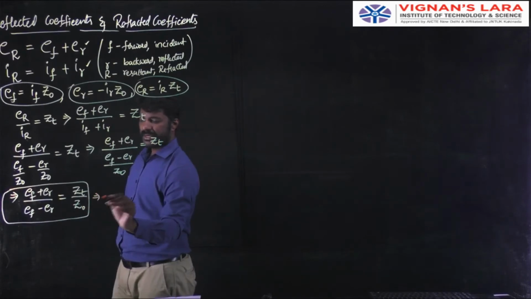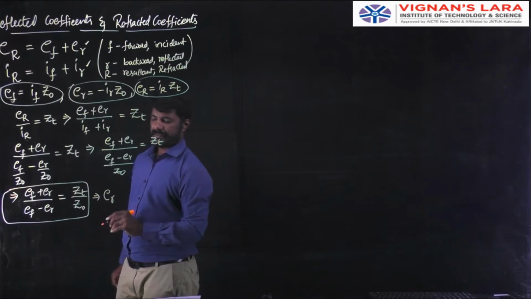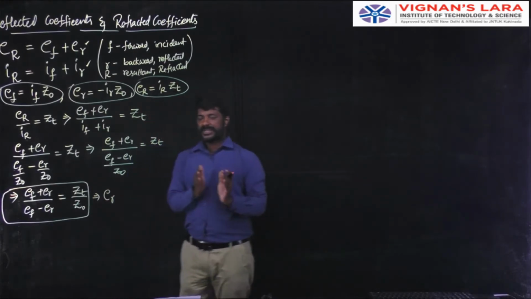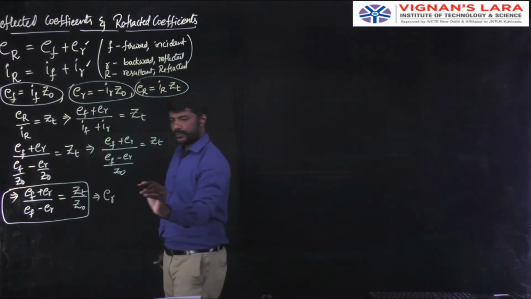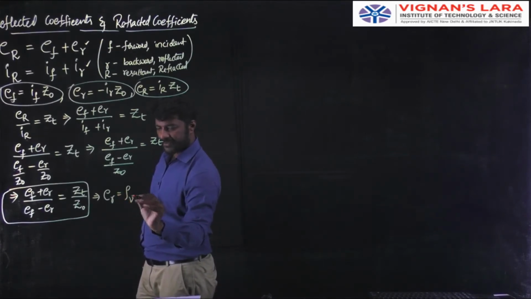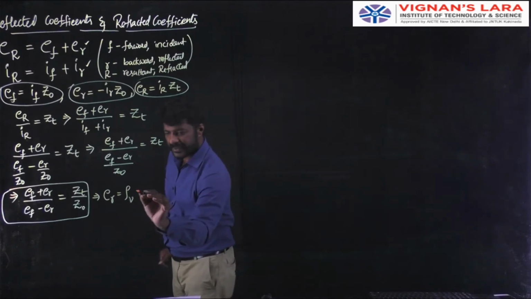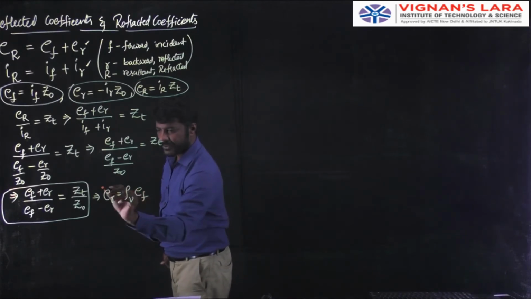Exactly what we want is how much voltage is reflected back, ER. The reflection of the voltage at a disturbance point is equal to some reflection coefficient, called rho V, times the incident voltage EF. Understand carefully.